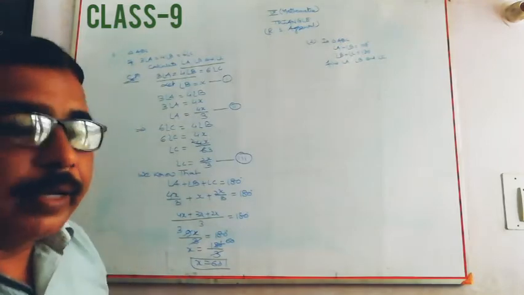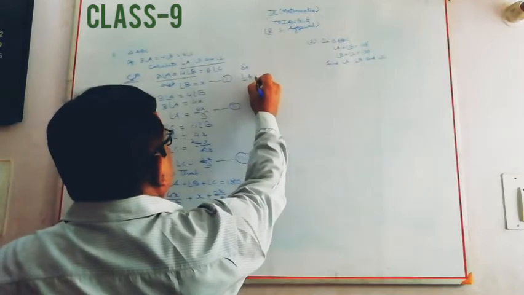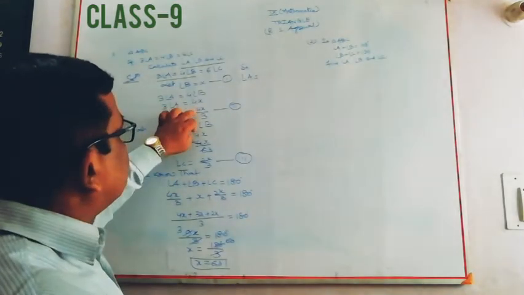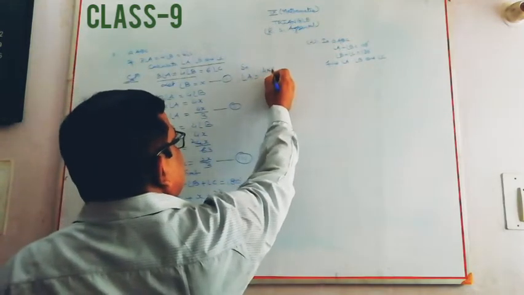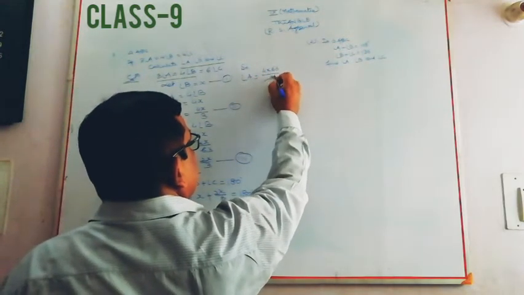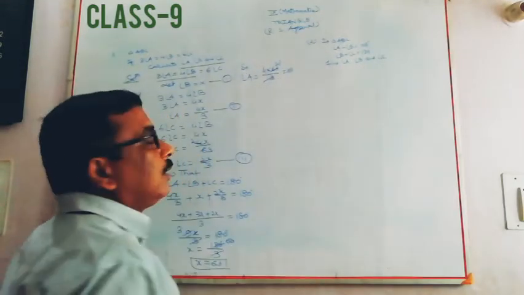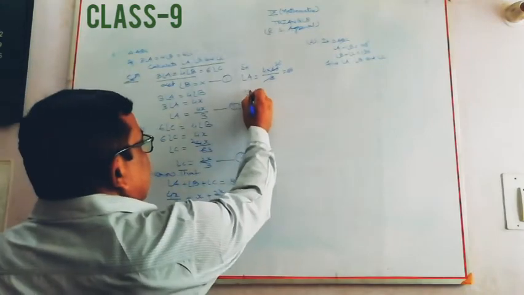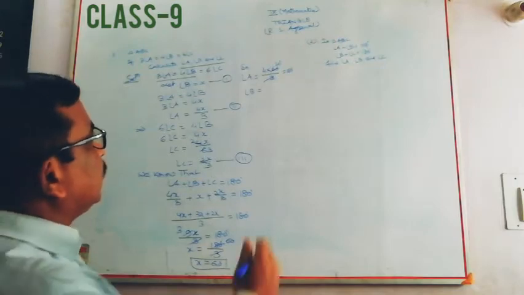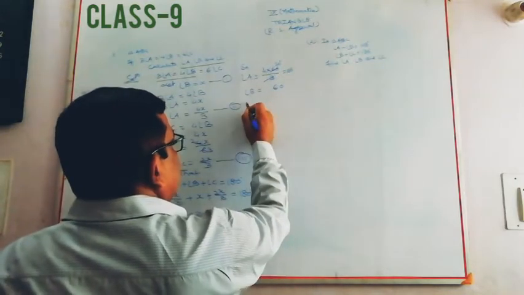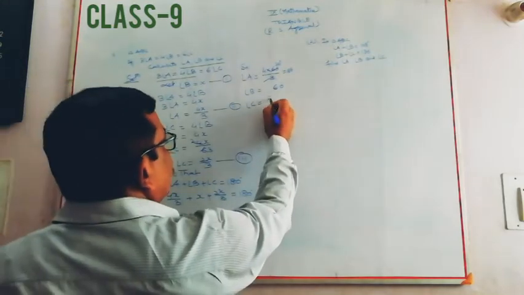Then I find the value of A, B and C. So I write angle A is equal to 4x by 3. So 4 into 60 degree by 3, 20 degree, is equal to 80 degree. Angle B is equal to x, x is equal to 60 degree. Then after, angle C is equal to 2x by 3. So 2 into 60 by 3.